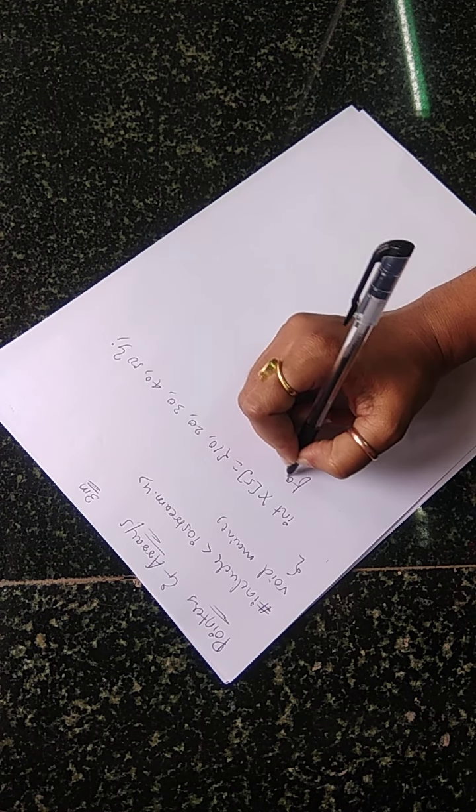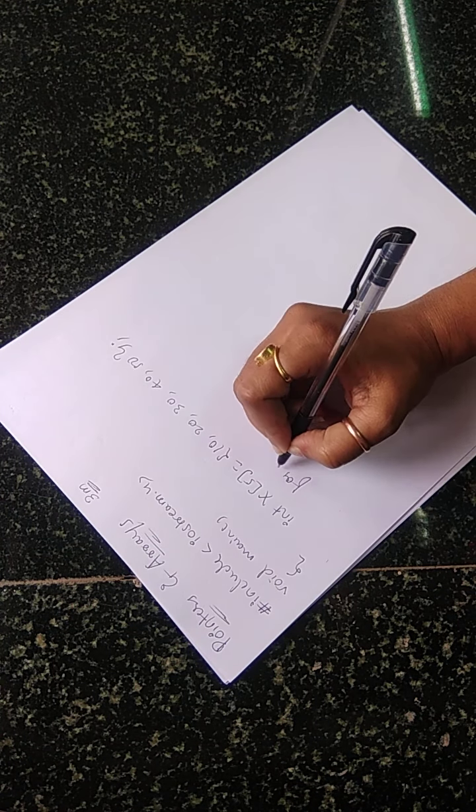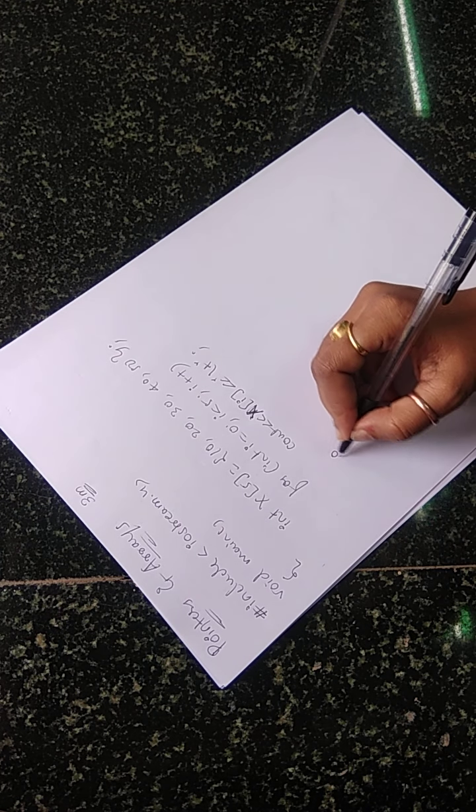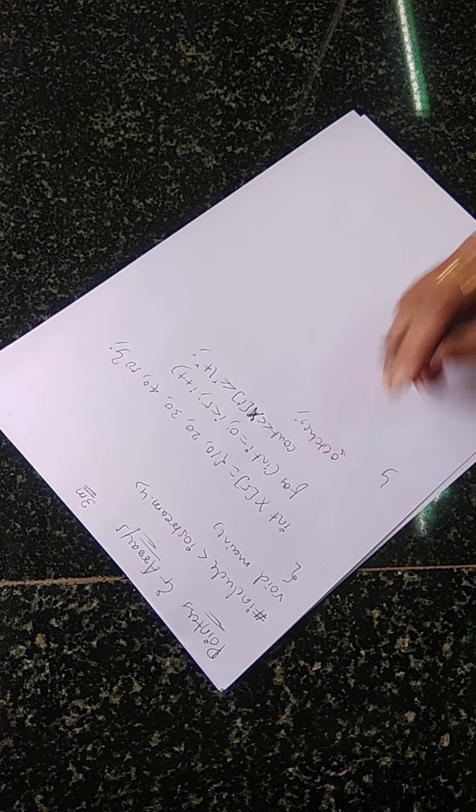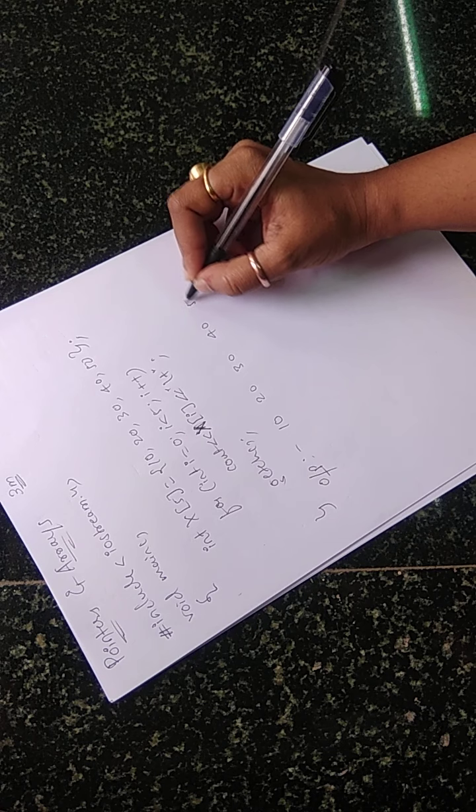So for int i, because I had not declared it, int i equals to 0, from 0 till i less than 5 and i plus plus, you go on printing cout, the value of x, our array, x of i, and I'll take a tab space. Then getch and close. So when you execute this program, what will be your output? Your output will be printed as 10, 20, 30, 40 and 50.